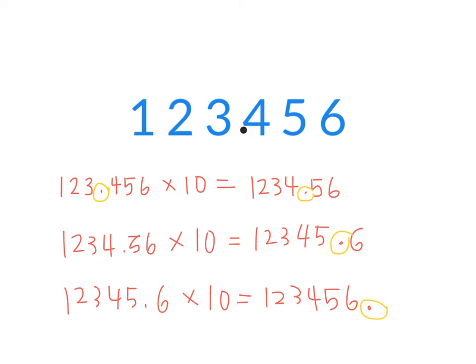Talk at your table groups. What's happening to where the decimal point is every time I shift the numbers over to the left?